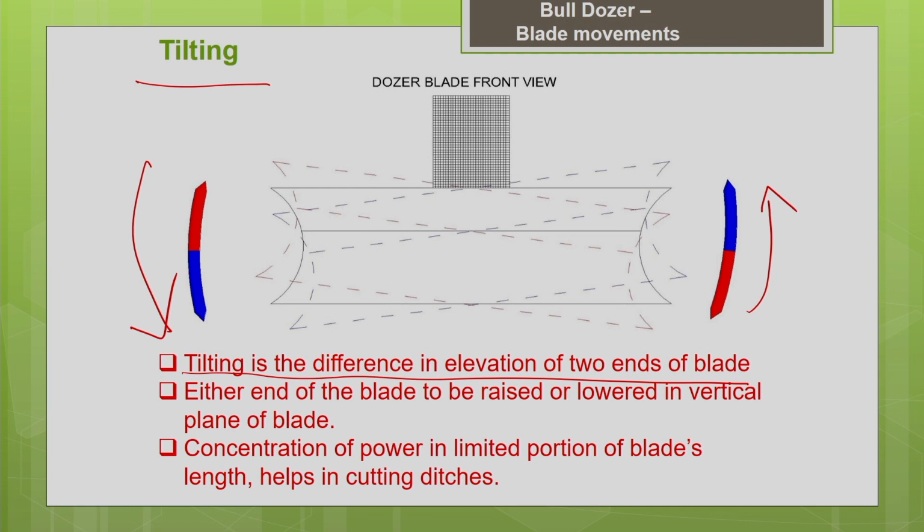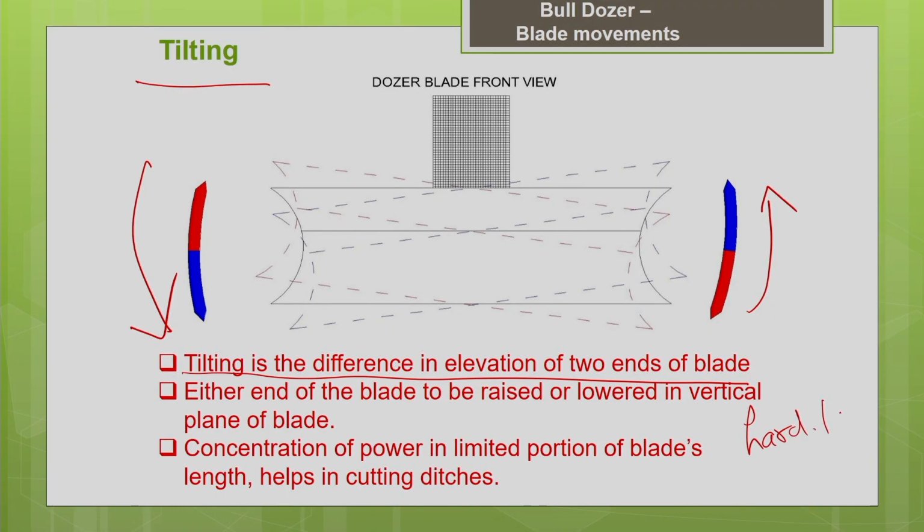Why should we tilt the blade? Basically when we encounter a tough terrain like very hard soil or consolidated clay, we need more concentration of power. If you raise one end of the blade, only the remaining portion is in contact with the ground. So only some portion of the blade is now in contact with the ground, and the concentration of power will be more in that limited portion of the blade. So it will be very easy to cut the hard terrain. Particularly to cut hard terrain, you have to tilt the blade, so that I can increase the concentration of the power in the available portion of the blade.